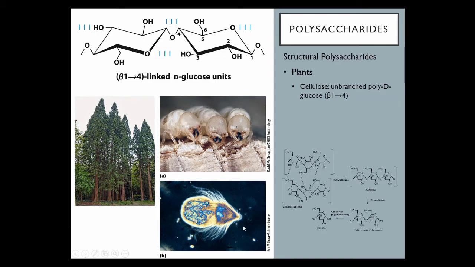And then there are some animals, like these termites, that themselves don't have the enzyme to break down cellulose. Again, no animals have it, but they have these little guys living in their digestive system. So the reason the termites are able to eat wood is because they have these little endosymbiotic organisms that break down cellulose for them.